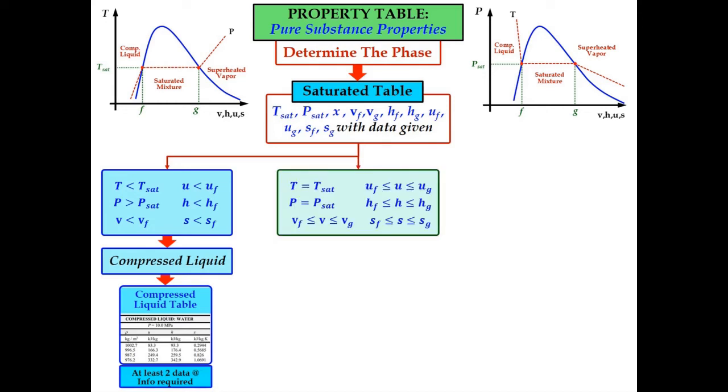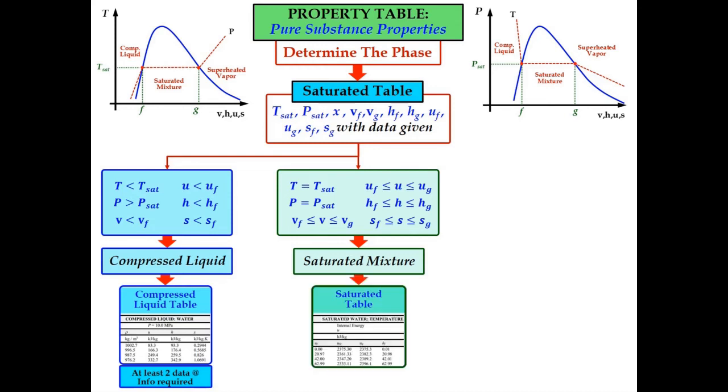If the temperature is equal to T saturated and pressure equal to P saturated, and V is between Vf and Vg, U is between Uf and Ug, H between Hf and Hg, S between Sf and Sg, then the phase will be in the saturated mixture region. So the table that you need to refer to is the saturated table.